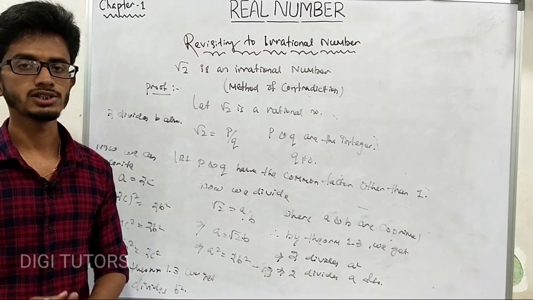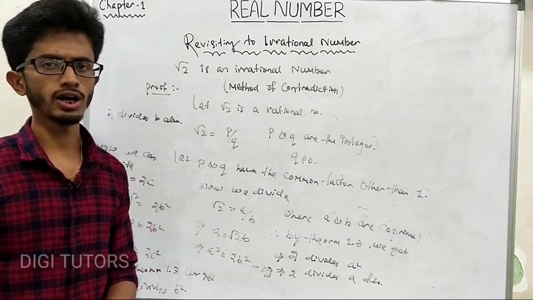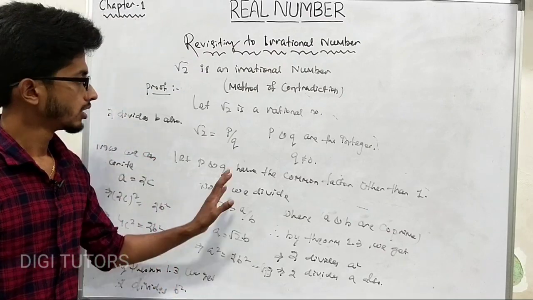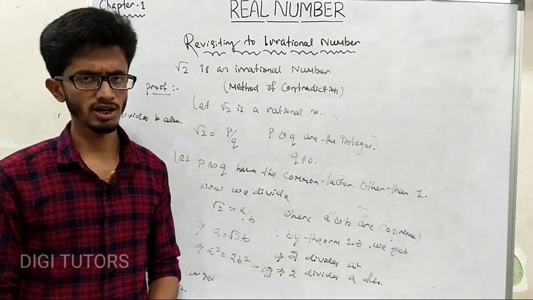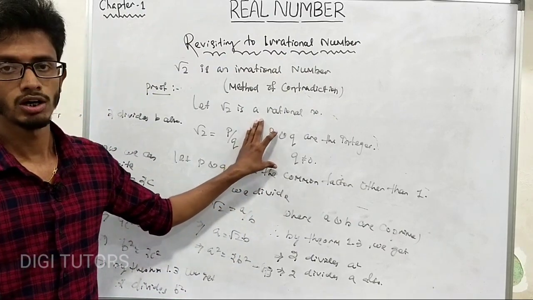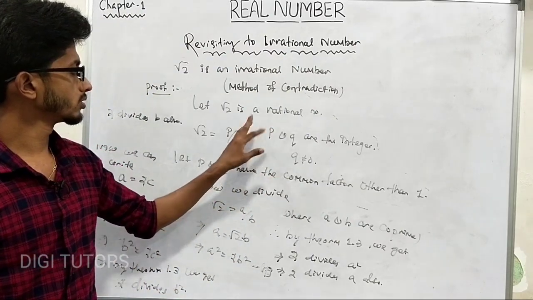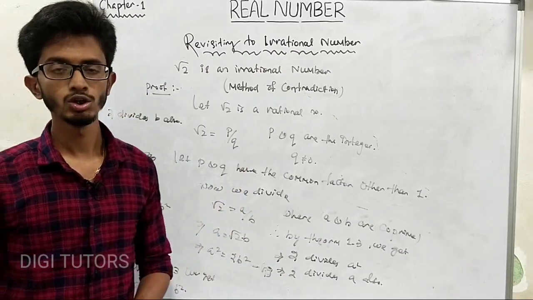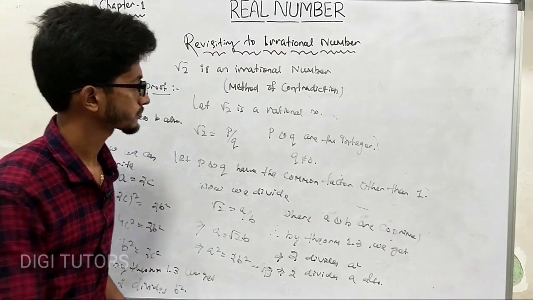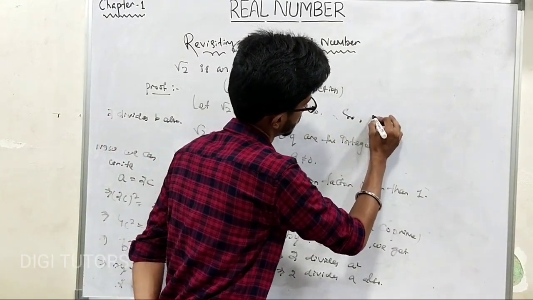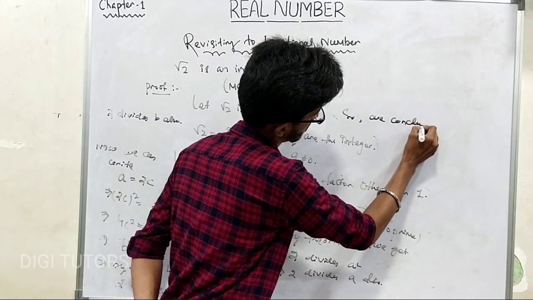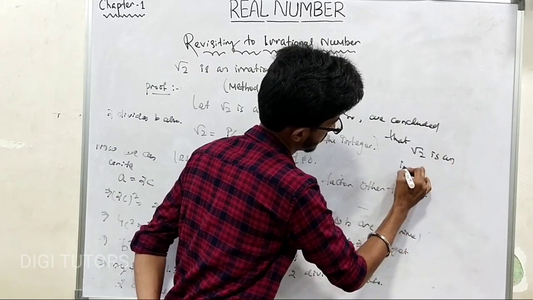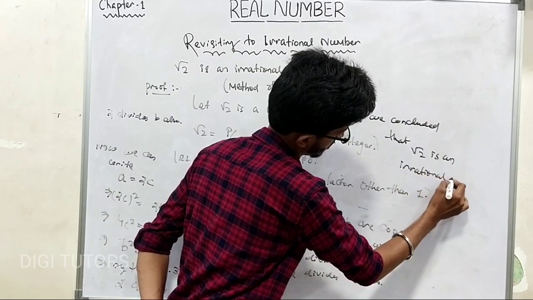a and b have at least 2 as a common factor, which contradicts the fact that a and b have no common factor other than 1. This contradiction has arisen because of our wrong assumption that root 2 is a rational number. So we conclude that root 2 is an irrational number.